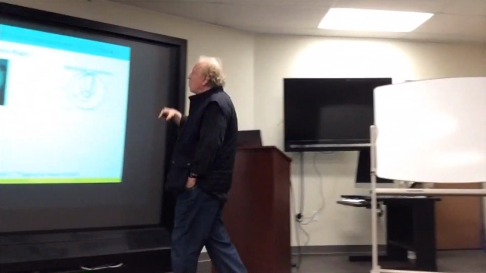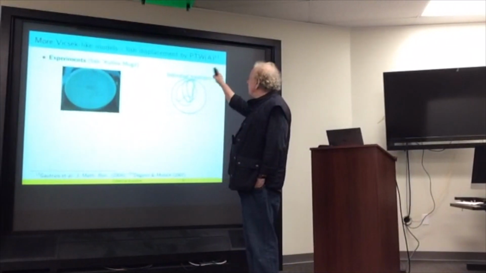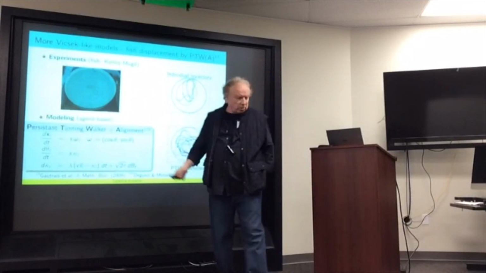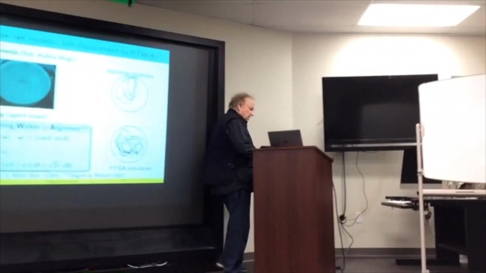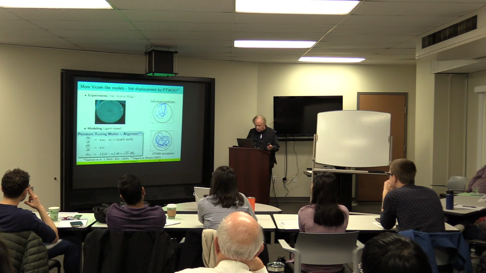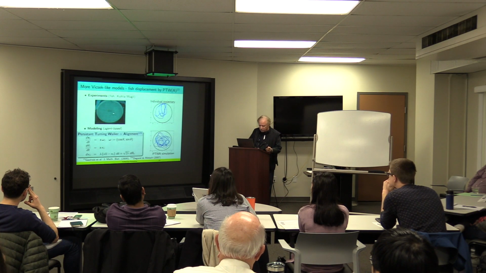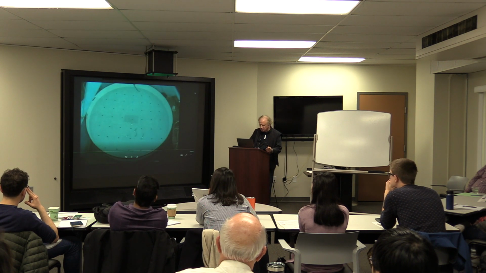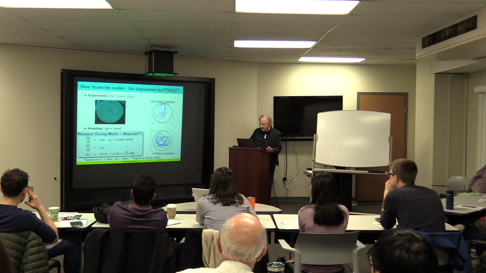Okay, let me move to more realistic models, and this is fish displacement by the persistent turning walker with alignment. This is actually a work I love, because it shows you the following. Here is the actual experiment. And this is the individual trajectory of what you have seen here, and this is actually the simulation.